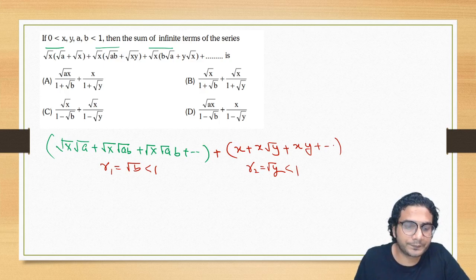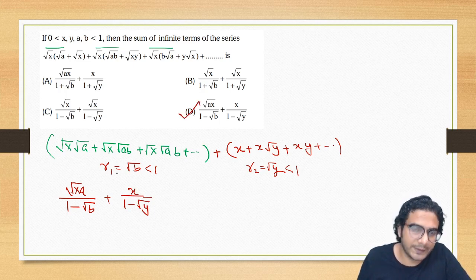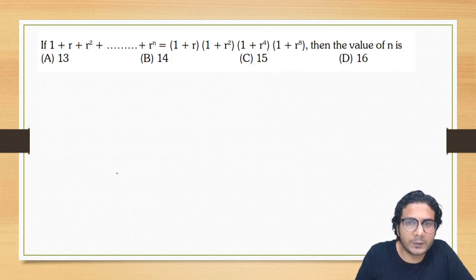All right. So let's write the sum of first. So it is going to be root of xa upon 1 minus common ratio is root b, and this is first term. First term of this is what, x upon 1 minus common ratio root y. All right. So this is your answer. Check which one is your answer. D option. So D is the correct option. This was pretty simple. Now let's move to another one.